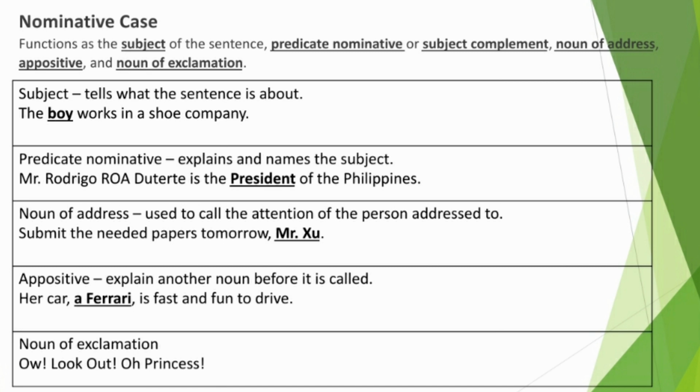Example, the boy works in a shoe company. Where's the subject? Okay, the boy. Boy is the subject. Another, the predicate nominative. Predicate nominative explains and names the subject. Mr. Rodrigo Roa Duterte is the president of the Philippines. Where is the predicate nominative? Okay, it's the president.